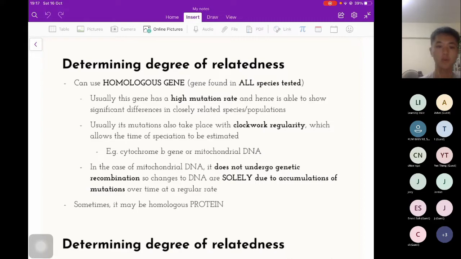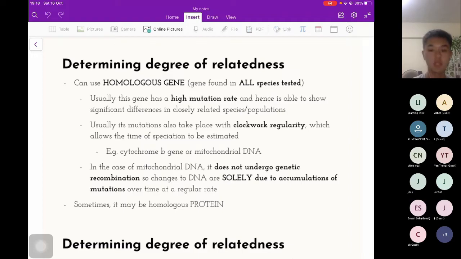When we sent out the Google Forms, a lot of y'all asked about how we use molecular evidence to support phylogeny. How do we answer questions such as: explain how molecular homologies and data allow for reconstruction of phylogeny? Okay, so this is the answer to that.